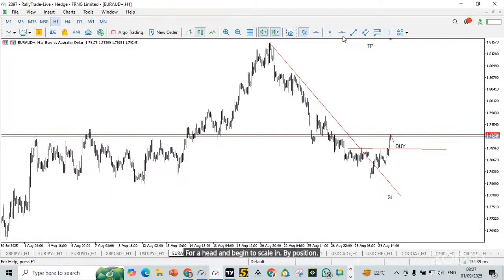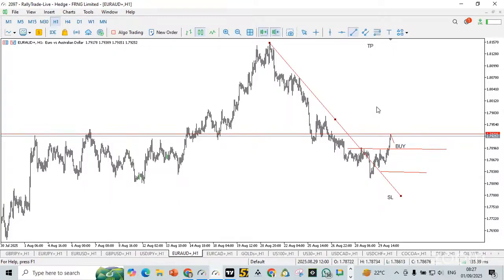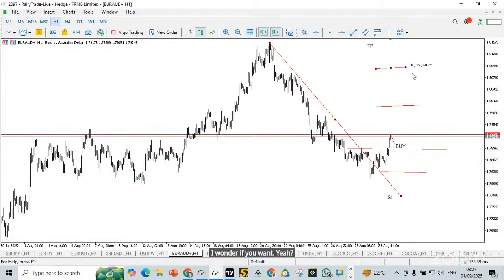Then our SL will simply be below the previous higher low. See it? And TP can be as high as 1:1. So the TP can be there, as high as the top of the range.